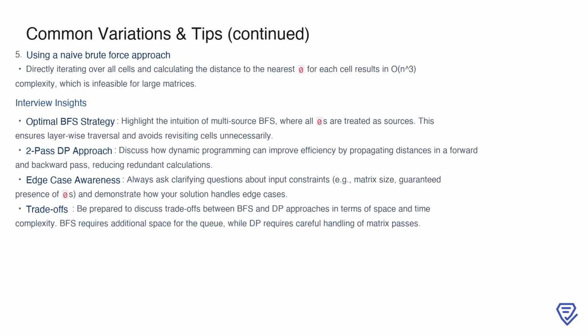During interviews, it's important to ask clarifying questions about the input, such as matrix size and whether a zero is guaranteed to exist. You should also demonstrate how your solution handles edge cases to show your attention to detail. Finally, be ready to discuss the trade-offs between BFS and dynamic programming. BFS requires additional space for the queue, while the two-pass DP method is more space-efficient but demands a careful implementation.